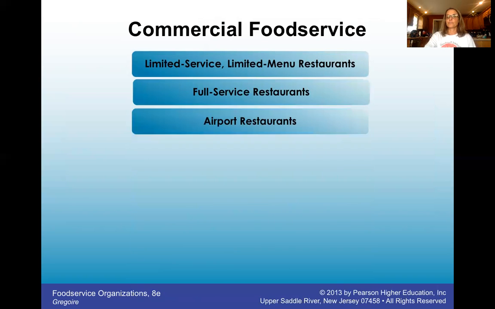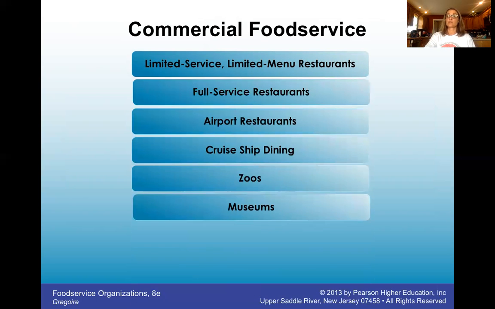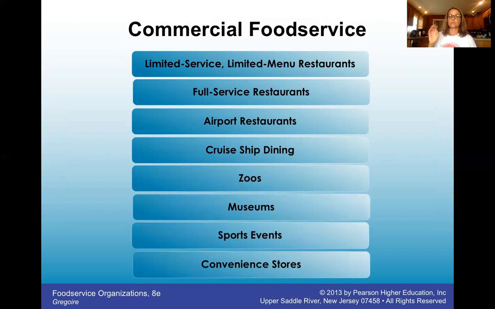When you think about commercial food services, there's a lot of different options here. We have full service restaurants. We maybe have limited service or limited menu restaurants, airports. A lot of our, like, if you think about attractions, so museums, zoos, sporting events, even entertainment parks. They've changed the way that they're providing their food services now too. It's a lot different than it used to be.